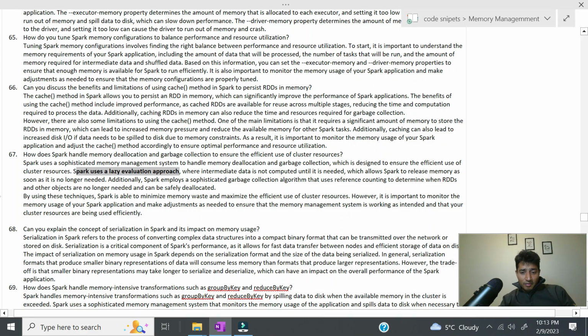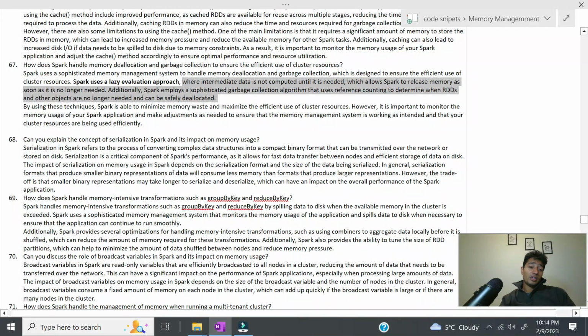So basically, Spark uses a lazy evaluation approach where the intermediate data is not computed until it's needed, which allows Spark to release memory as soon as it's no longer needed. Additionally, Spark employs a sophisticated garbage collection algorithm that uses reference counting to determine RDDs and other objects that are no longer needed and can be safely deallocated, right? Can you explain the concept of serialization in Spark and its impact on memory usage?